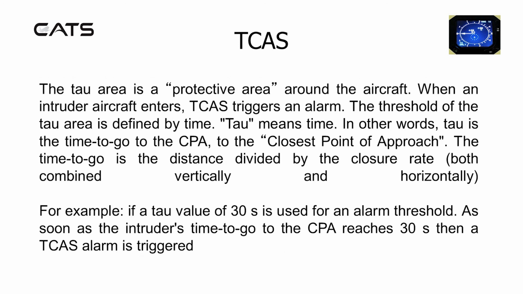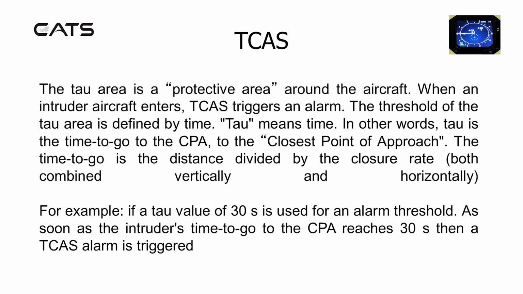The TAU area is a protective area around the aircraft. When an intruder aircraft enters, TCAS triggers an alarm. The threshold of the TAU area is defined by time. TAU means time. In other words, TAU is the time to go to the closest point of approach. The time to go is the distance divided by the closure rate, both combined vertically and horizontally.